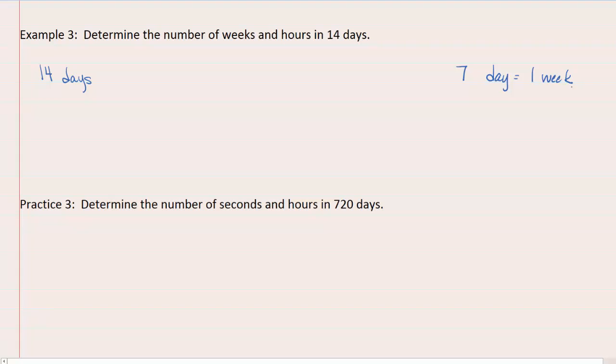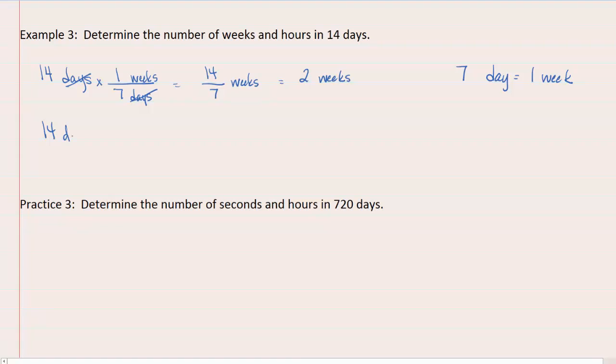Now that we know that there are 7 days in 1 week, we can then place that in the denominator. Because remember, we would like to get rid of days so that we can get to the units of weeks. This means that we have 14 over 7 weeks. 14 divided by 7 is 2 weeks.